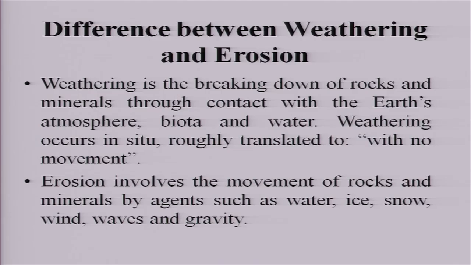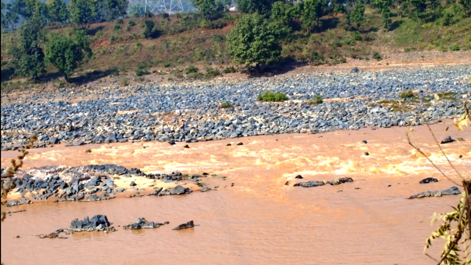Do you know the difference between weathering and erosion? Weathering means breakdown of rocks and there is essentially no movement, but when I say erosion, it means movement of rock and minerals by geological agents such as water, ice, snow, winds and gravity. So, the difference is in weathering there is no movement, in erosion the geological agents cause the movement of the particles or the rocks from one place to another.